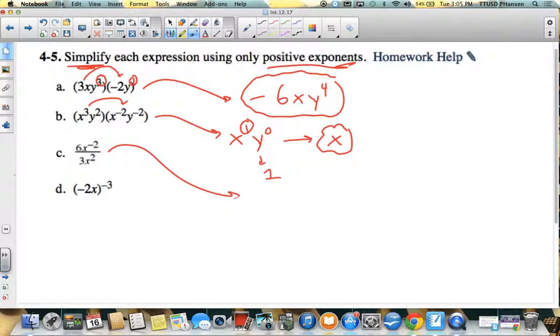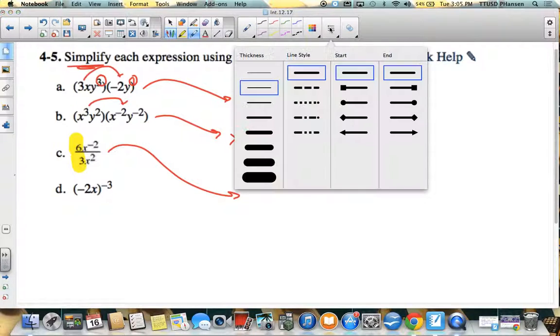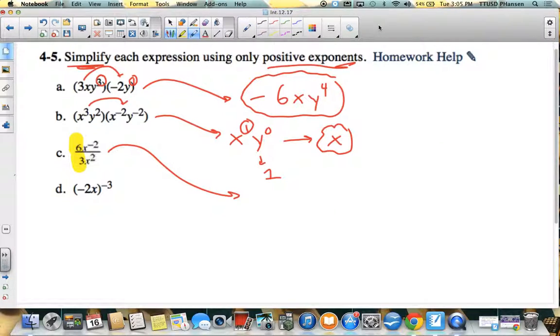My next problem here, I divide the coefficients, the 6 and the 3, just like normal. This is a division problem. And 6 divided by 3 is 2. I think about this as still a fraction. And what I want to do is take this negative exponent and move it to the denominator and make it x squared.